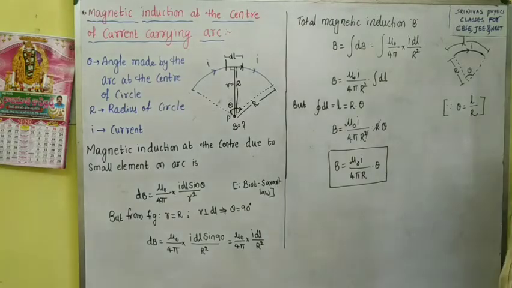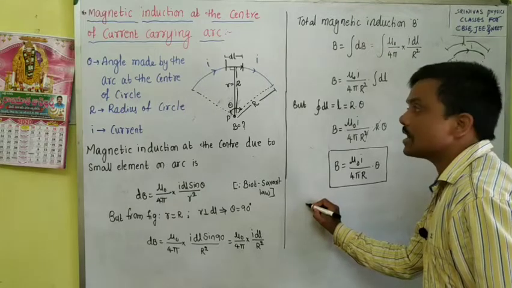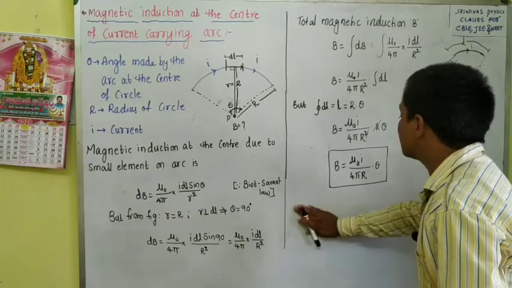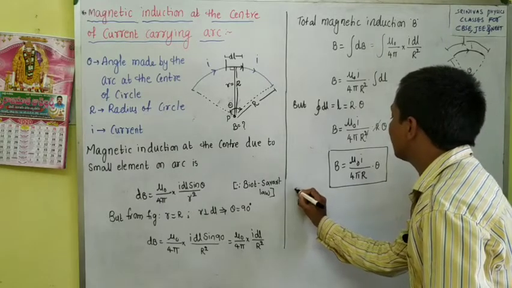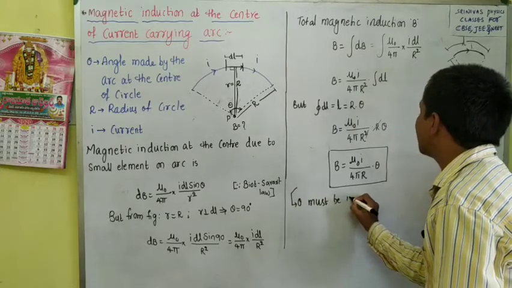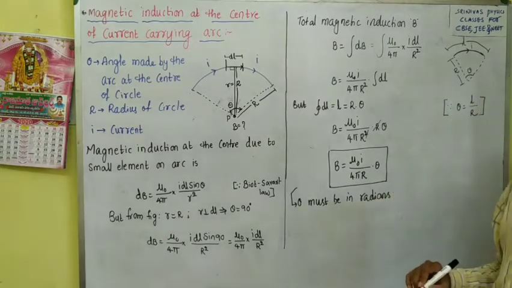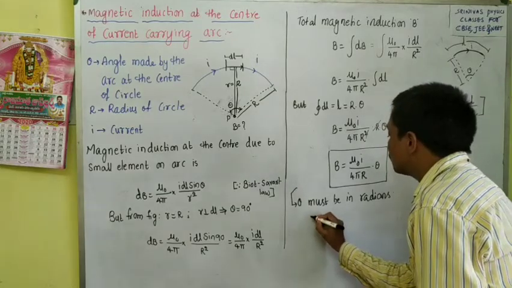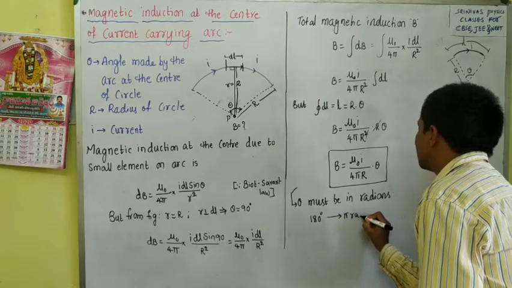Right. Now let us see, in this, what is theta? Theta is the angle made by the arc at the center of the circle. Now for this theta, there is one condition: while using the above formula, theta must be in radians. Do you know how to convert angle measured in degrees into radians? We know that 180 degrees is equal to pi radians. This we can use.